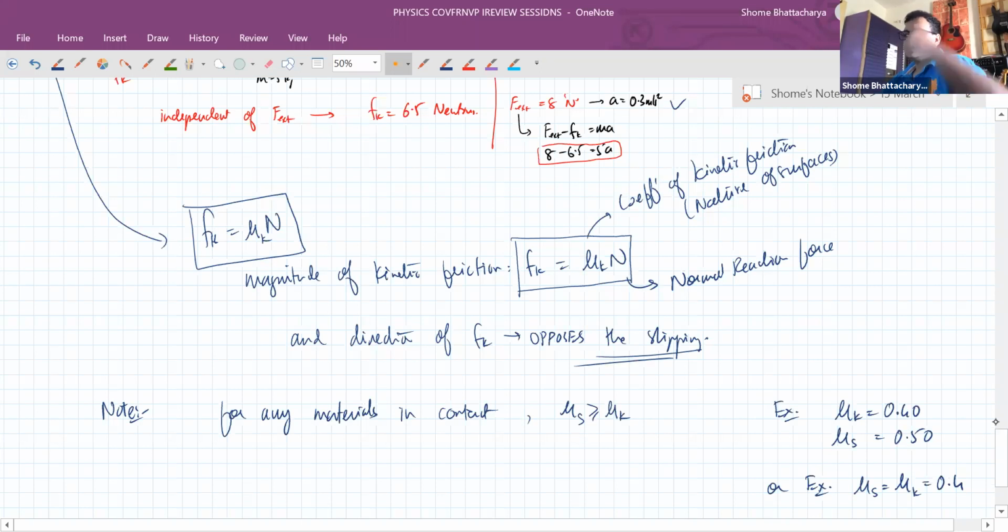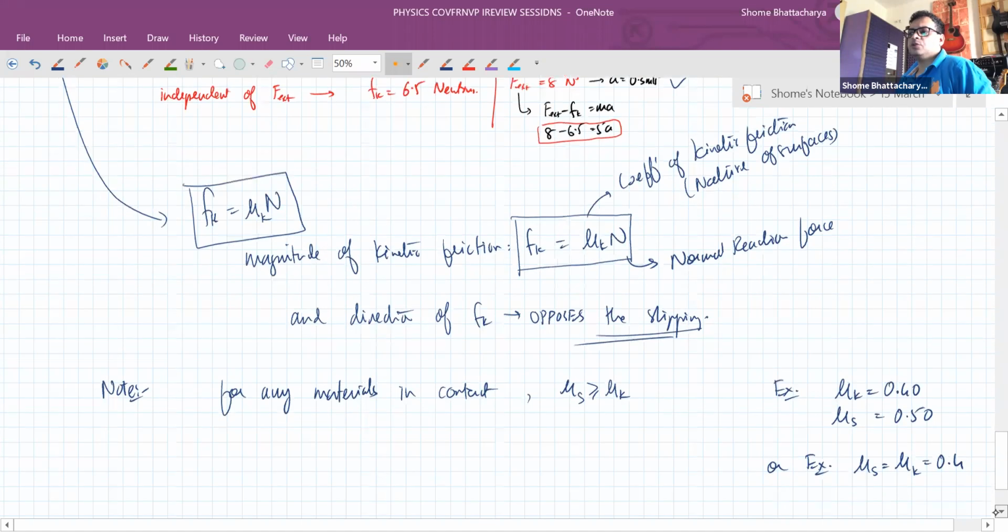That happens basically because when two surfaces are slipping, they cannot grip each other as well as when they are at rest with respect to each other. Two surfaces which are at rest grip each other better compared to two surfaces which are slipping. That is the reason why generally the coefficient of static friction is slightly greater than the coefficient of kinetic friction for two surfaces. Okay. So this is again just a factual matter.